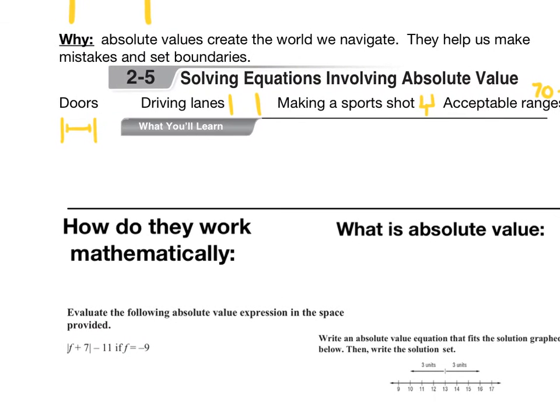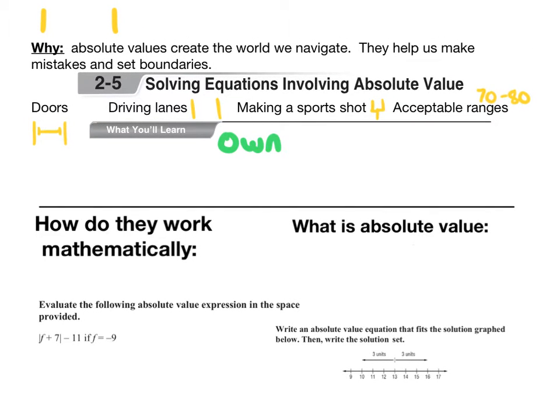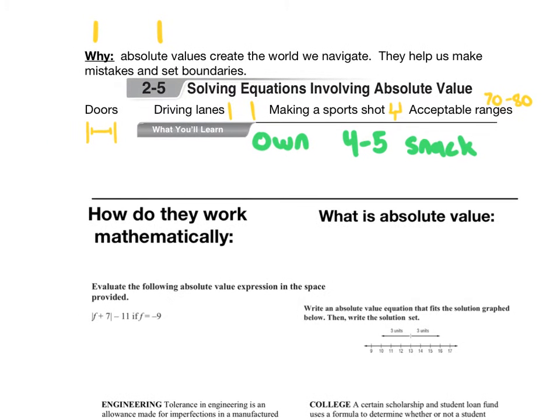At this point, I encourage you to think about some of your own examples where you have some type of boundaries, and it can be time, such as between 4 and 5, maybe that's when you eat a snack. Or you can do it in terms of sports, because soccer goals have boundaries left and right, as well as up and down. So just think about ways in your own life where you experience a starting point and an ending point in terms of a boundary, because that is absolute value.